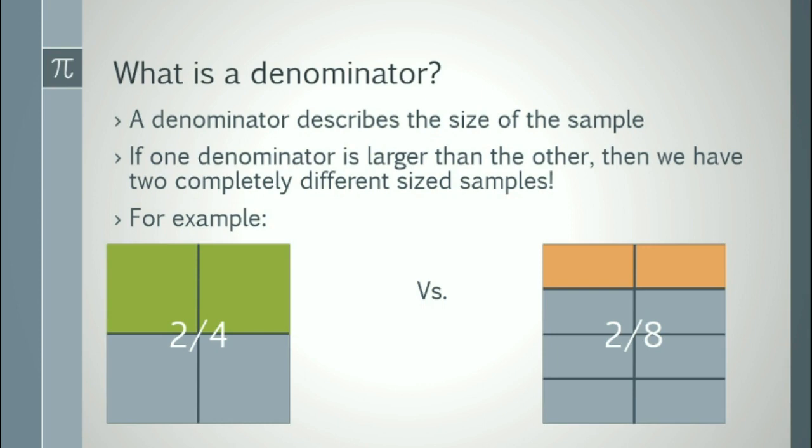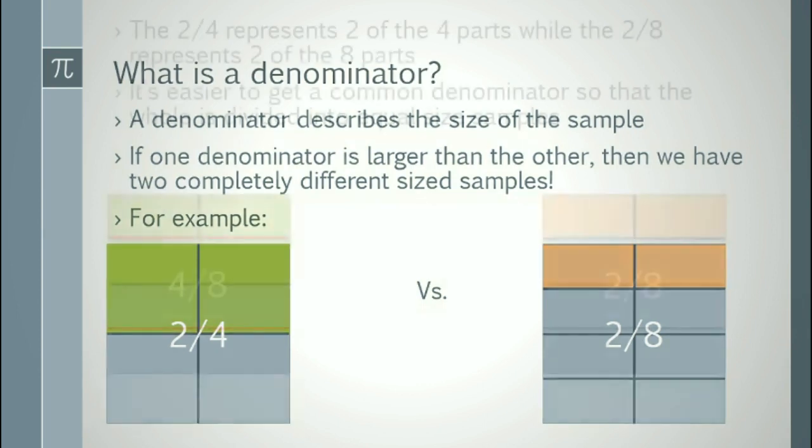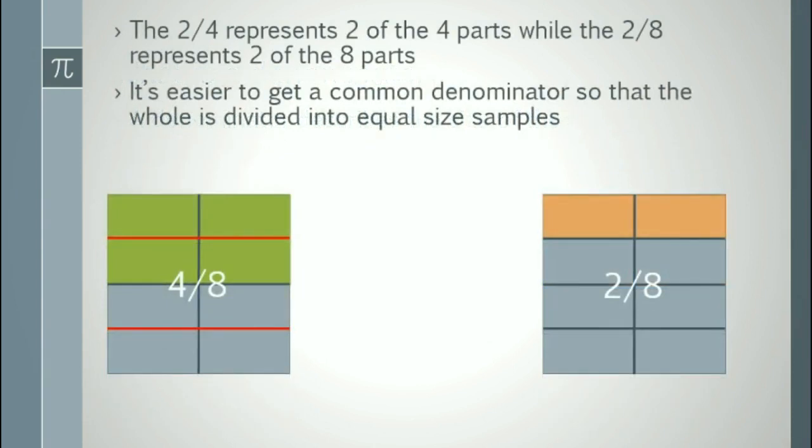For example, 2/4 versus 2/8. The 2/4 represents 2 of the 4 parts, while the 2/8 represents 2 of the 8 parts. It's easier to get a common denominator so that the whole is divided into equal size samples.